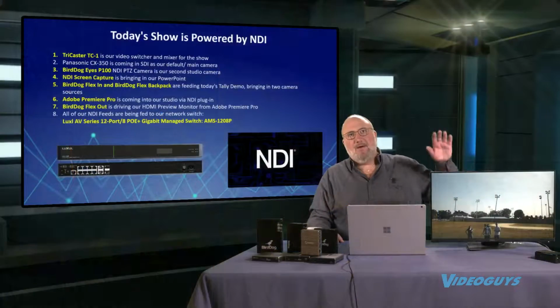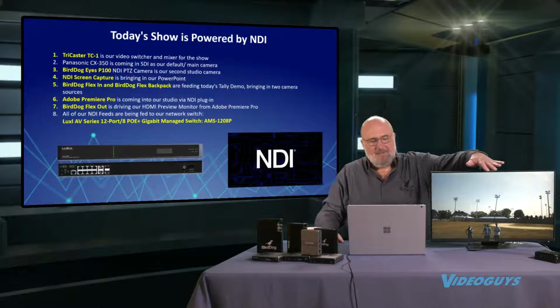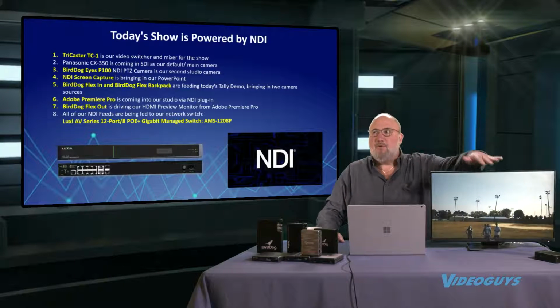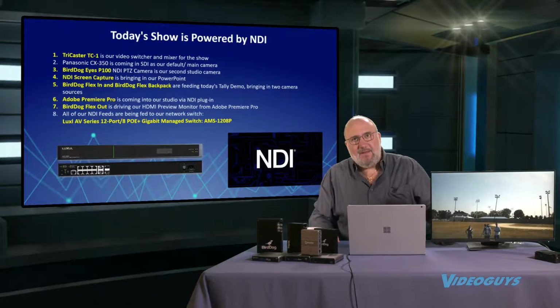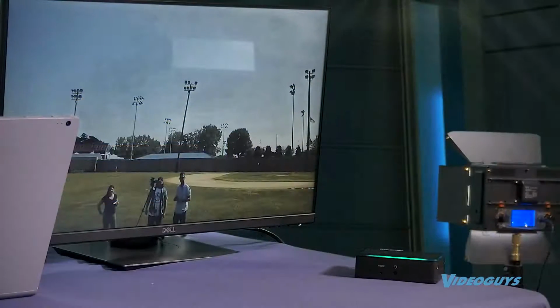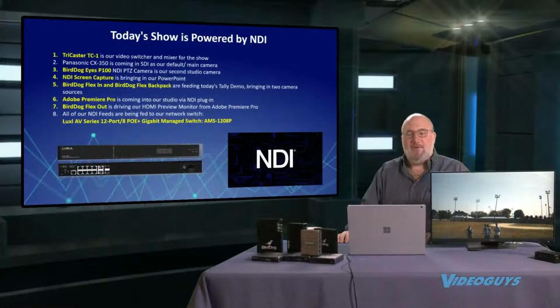Next, let's bring it back over here. We have Adobe Premiere Pro, and we have a BirdDog Flex Out that's playing into that. And you can see that over there. That's that little box right over here, the green box. And that's the Flex Out that's powering this. It's coming from Adobe Premiere Timeline that's running on a computer on the other side of the building.